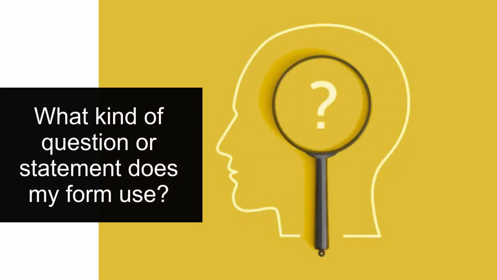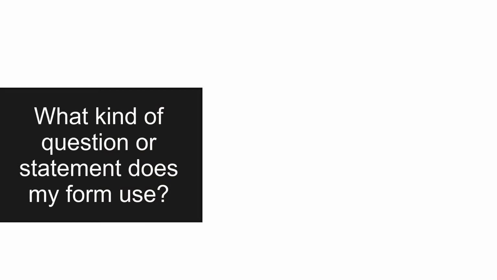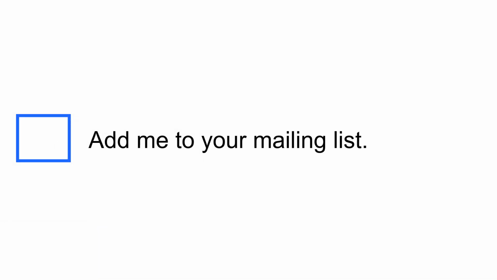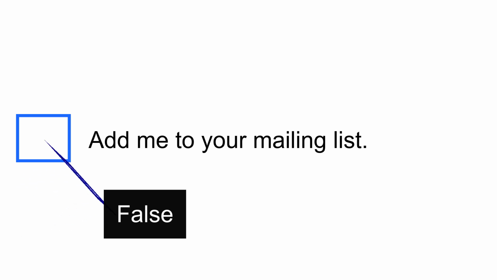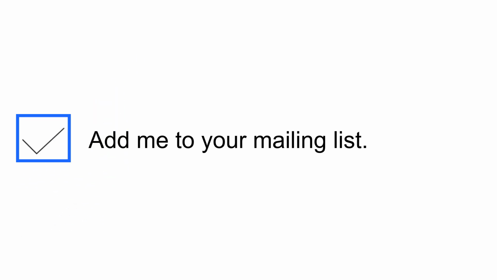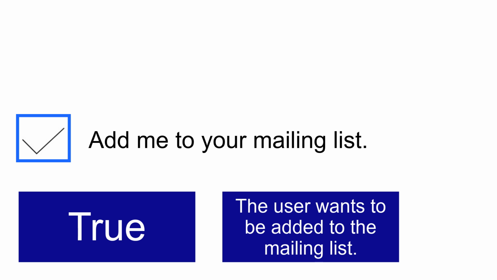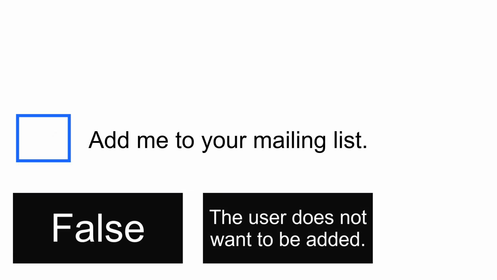First, identify the type of question or statement with checkboxes that the document uses. Some questions or statements have a true or false possibility. Either the user selects the checkbox or leaves it blank. When selected, the response is true. When not selected, the response is false.